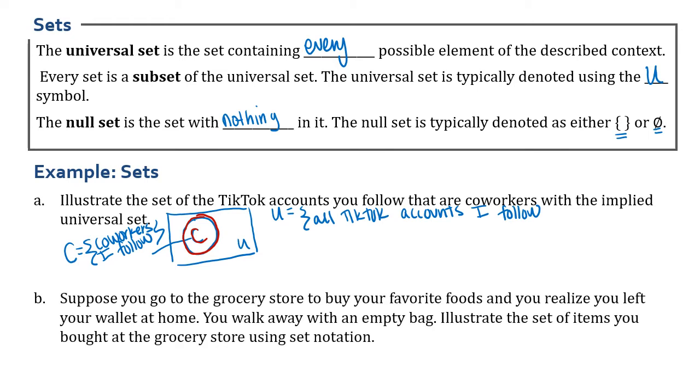All right, suppose you go to the grocery store. We already talked about this one, but we're going to look at it again. Suppose you go to the grocery store to buy your favorite foods and you realize you left your wallet at home. You walk away with an empty bag. Illustrate the set of items you bought at the grocery store using set notation. In this case, let G stand for that set. We bought nothing because we forgot our wallet. So you can write it with those squiggly braces with nothing in them, or you can use the 0 with a slash mark, and that implies the empty set.